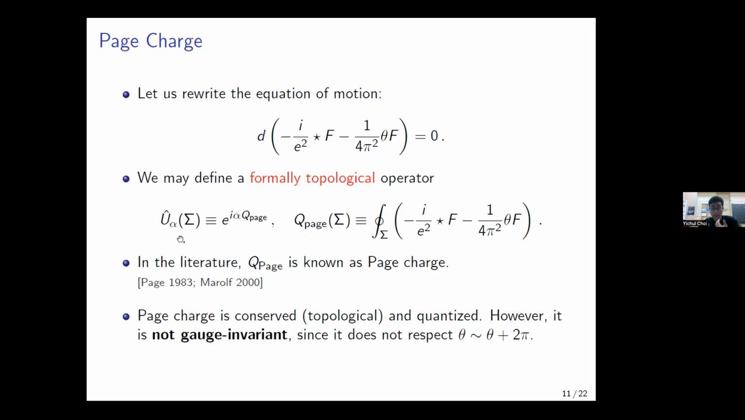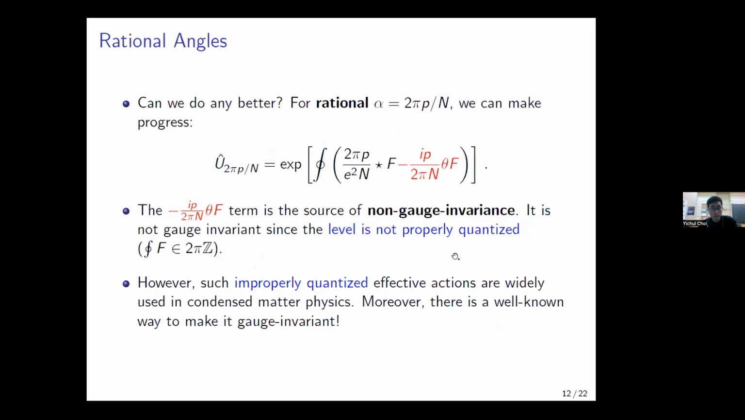And as before, I can exponentiate this charge and then obtain this U-hat operator, which would be formally topological. However, there is a big problem with these operators, which is that they are not gauge-invariant. To be more precise, they don't respect the 2 pi periodicity of the axion. So can you do any better than this? I'd like to have something that is both topological and gauge-invariant.